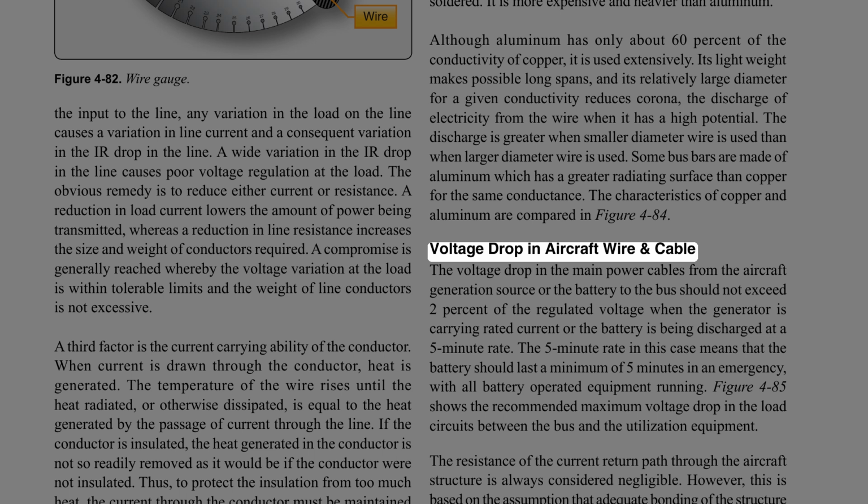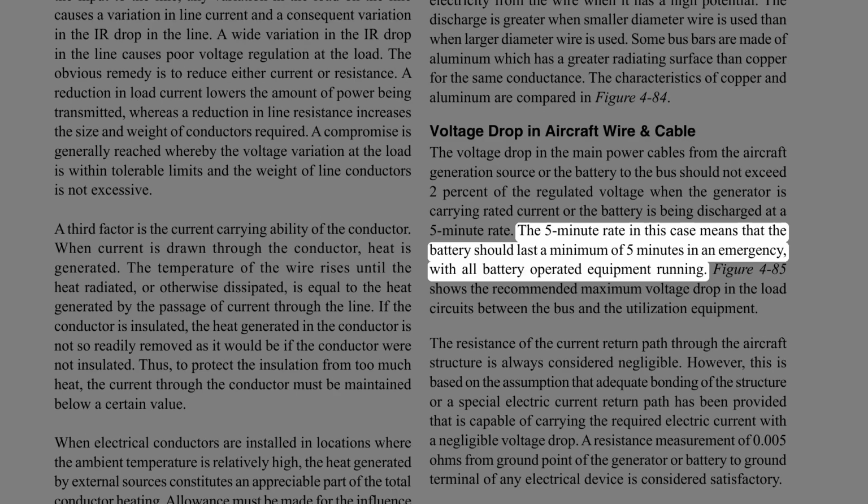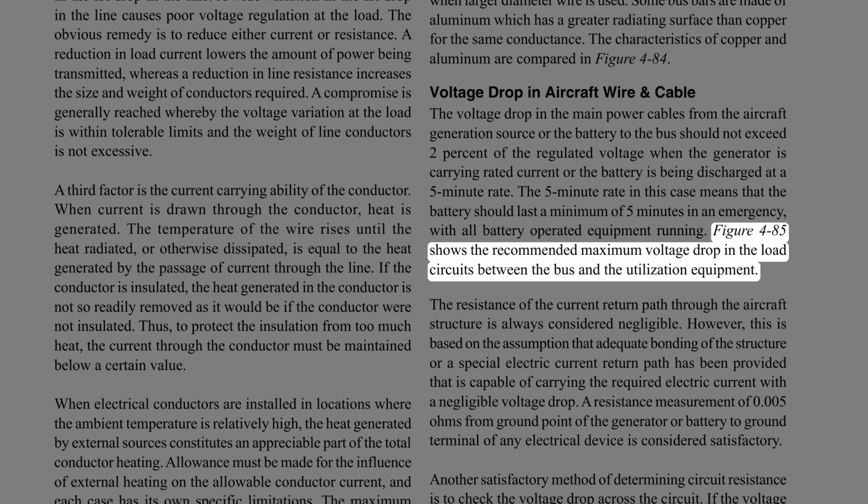Voltage drop in aircraft wire and cable. The voltage drop in the main power cables from the aircraft generation source or the battery to the bus should not exceed 2% of the regulated voltage when the generator is carrying rated current or the battery is being discharged at a 5-minute rate. The 5-minute rate in this case means that the battery should last a minimum of 5 minutes in an emergency, with all battery-operated equipment running. Figure 4-85 shows the recommended maximum voltage drop in the load circuits between the bus and the utilization equipment.